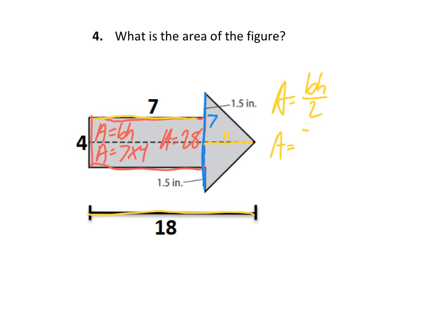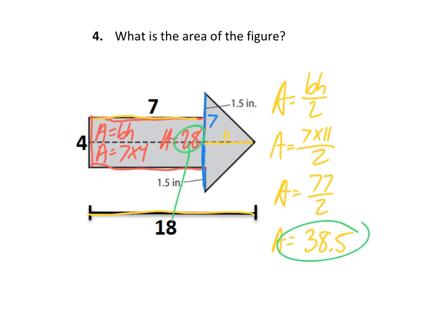My base is going to be 7, my height is going to be 11. 7 times 11 is 77. And then half of 77, 77 divided by 2 is going to be 38.5. Again, I have to combine my areas of 28 and 38.5. So when I do 28 plus 38.5, I get a total area of 66.5 units.